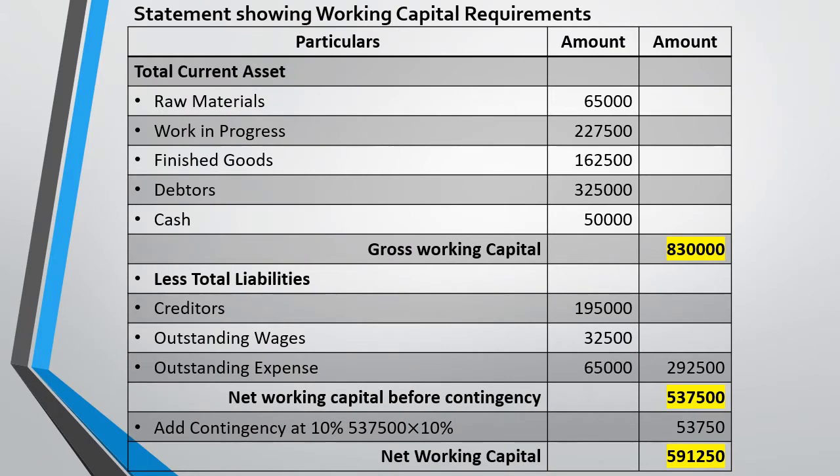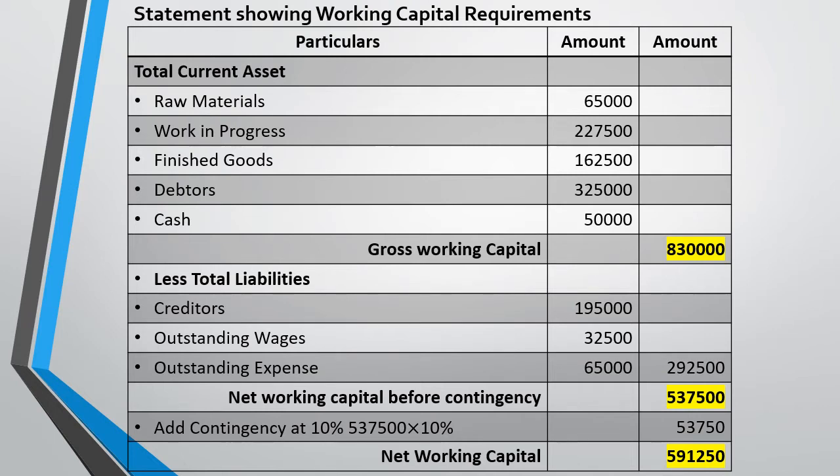The last step is the calculation of statement showing working capital requirements. You require 3 columns for the calculation: particulars, amount and amount. First, you'll be writing the total current assets. Total current assets is nothing but you have already calculated the value of raw materials 65,000, work in progress 2,27,500, finished goods 1,62,500, debtors 3,25,000 and cash 50,000. If you make the total of this total current assets, you will be getting gross working capital of 8,30,000.